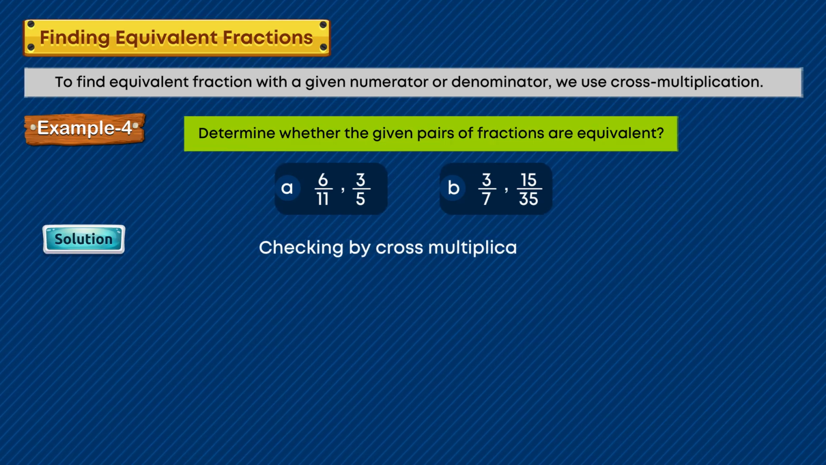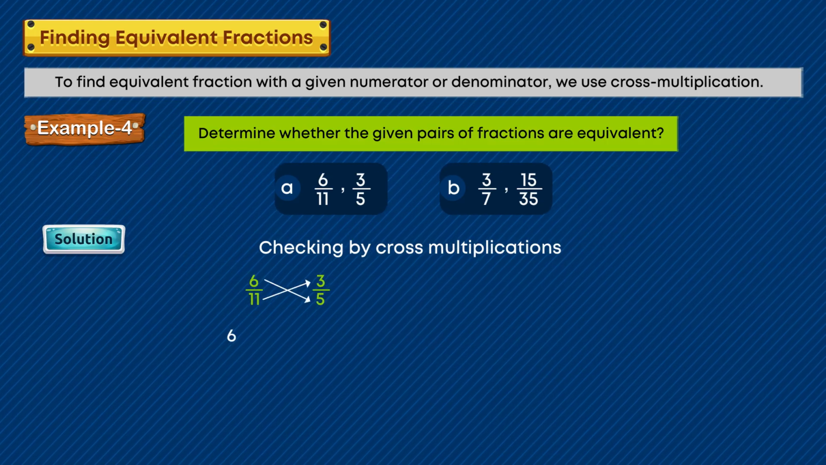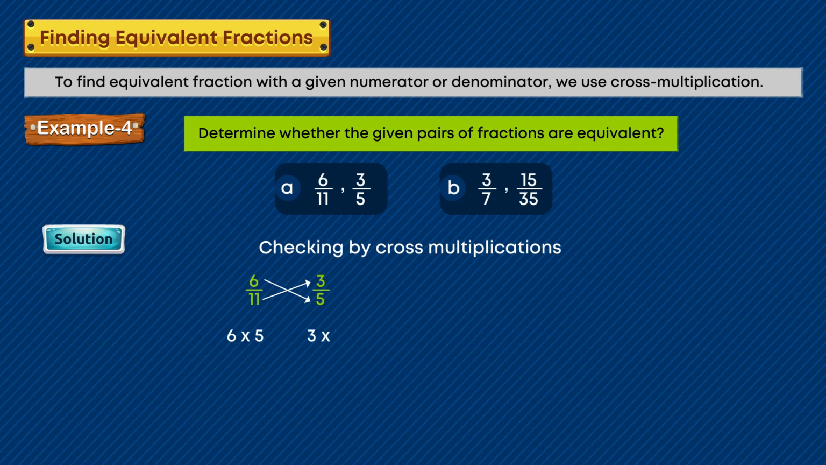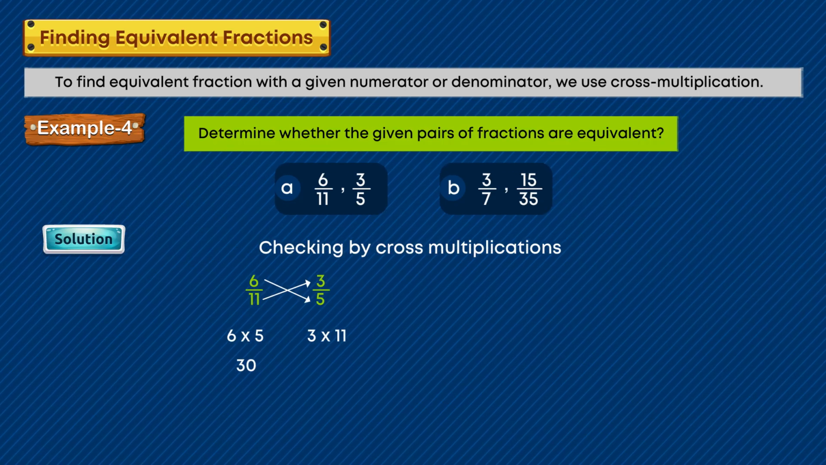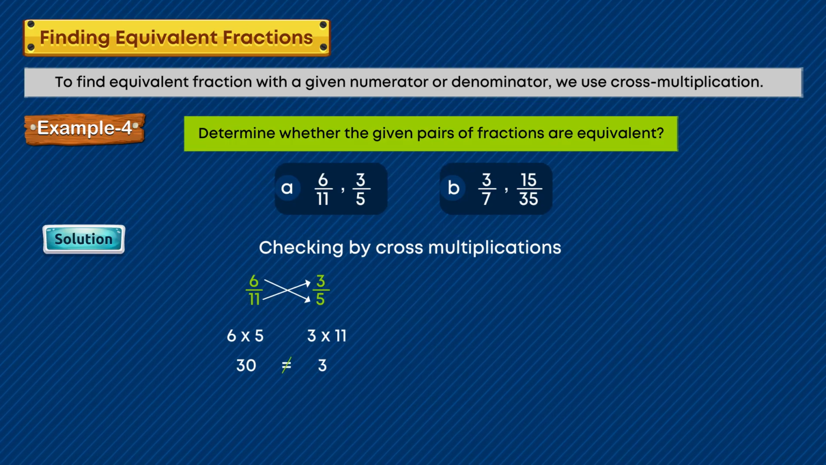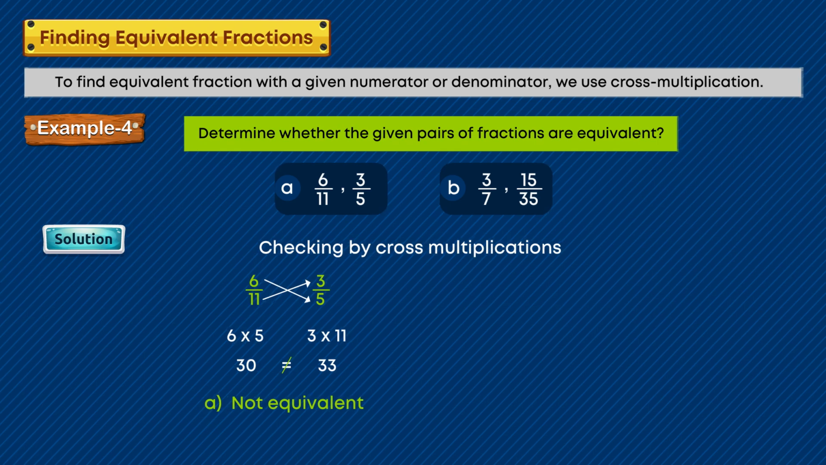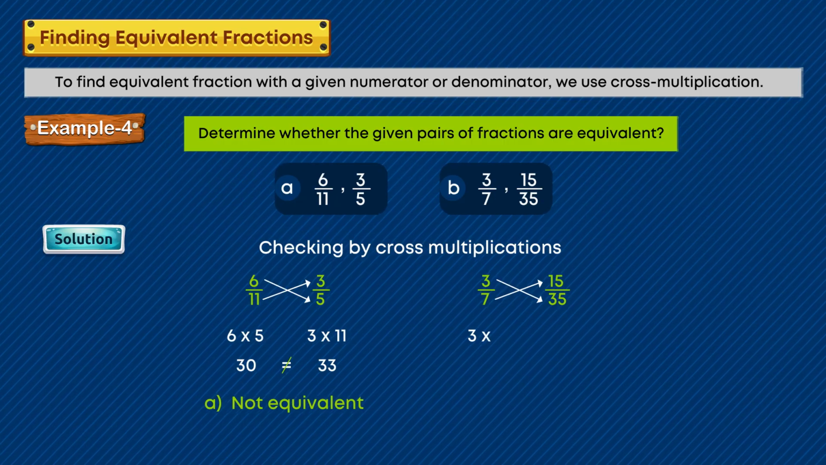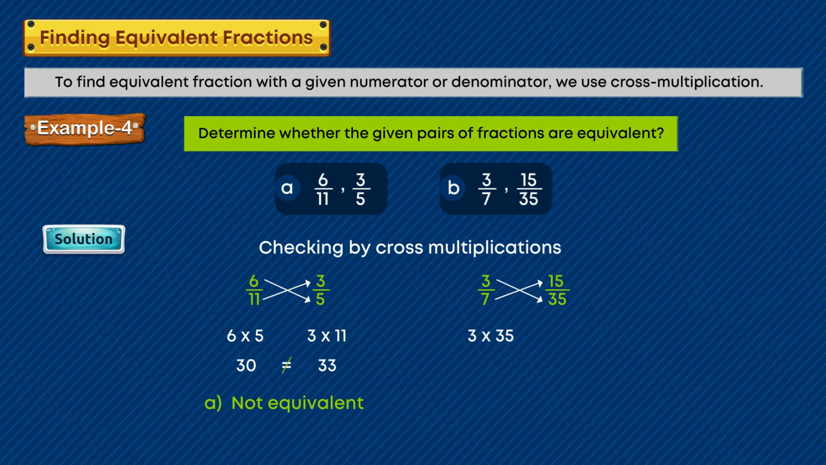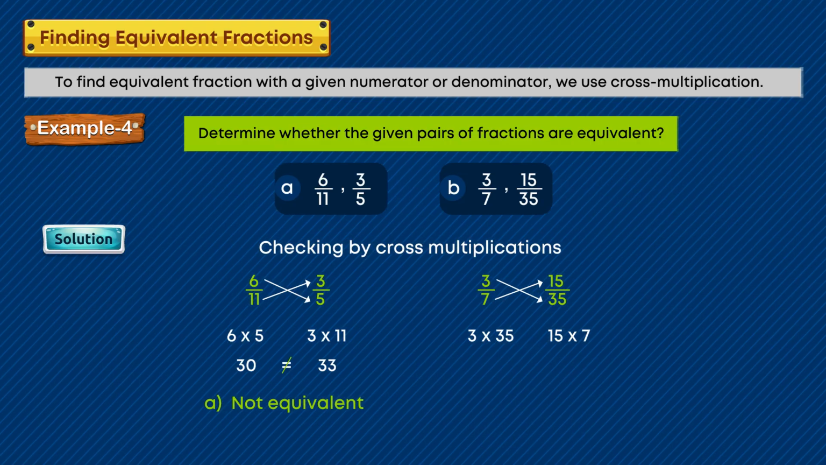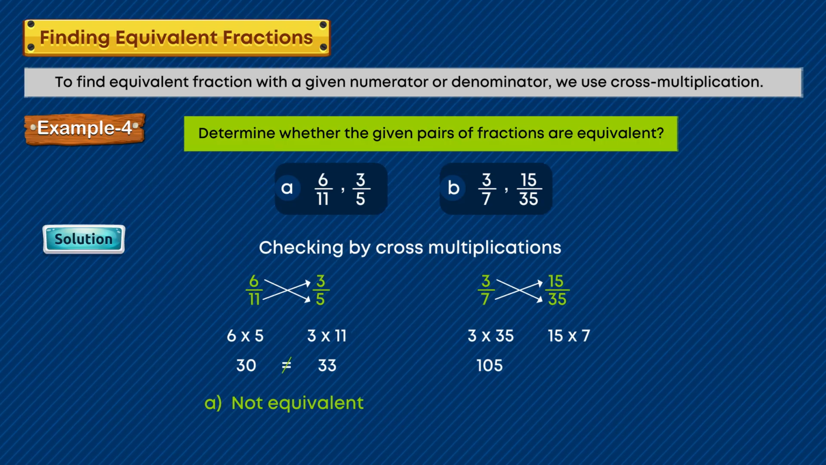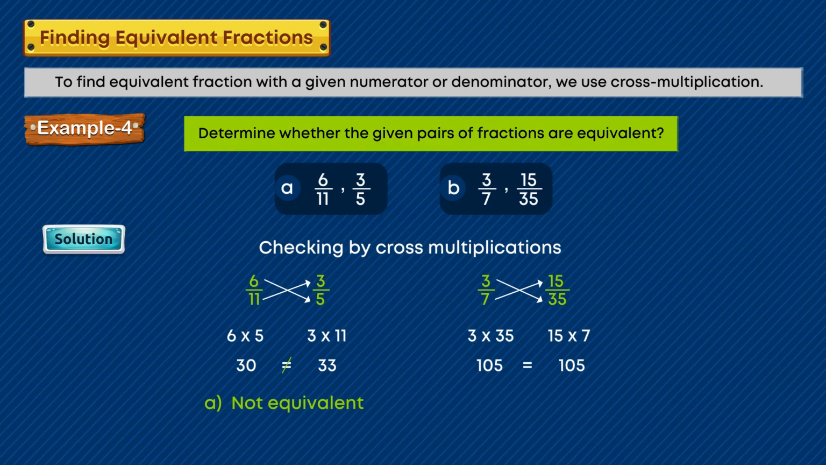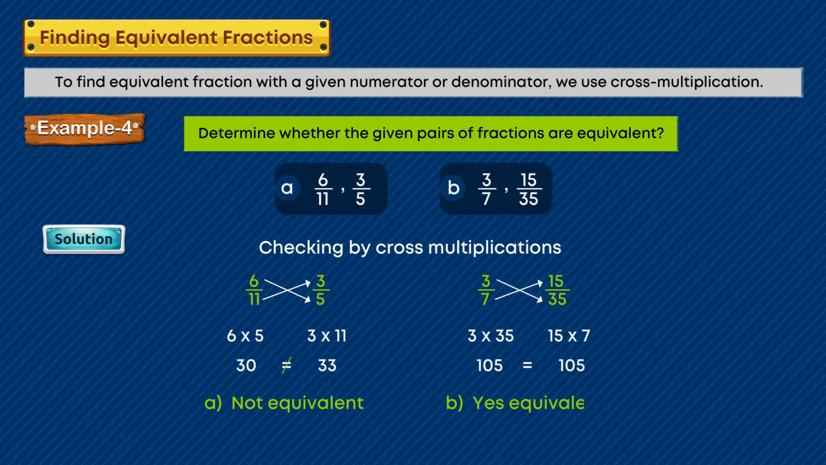Checking by cross multiplications. 6 into 5, 3 into 11. 30 is not equal to 33. A. Not equivalent. 3 into 35, 15 into 7. 105 is equal to 105. B. Yes, equivalent.